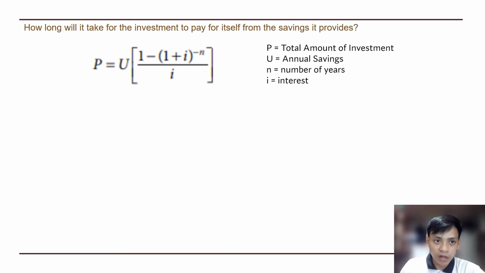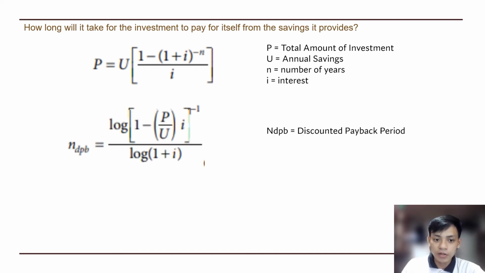So from the present value formula, we will derive the payback period. The P here is the total amount of investment, U is the annual savings, N is the number of years, and of course I is the interest. Deriving N, the number of years, we get this formula, which we call the discounted payback period, because the time value of money was considered. The interest and inflation were considered, and as time goes by, the value of money increases. And that is another plus for investors.